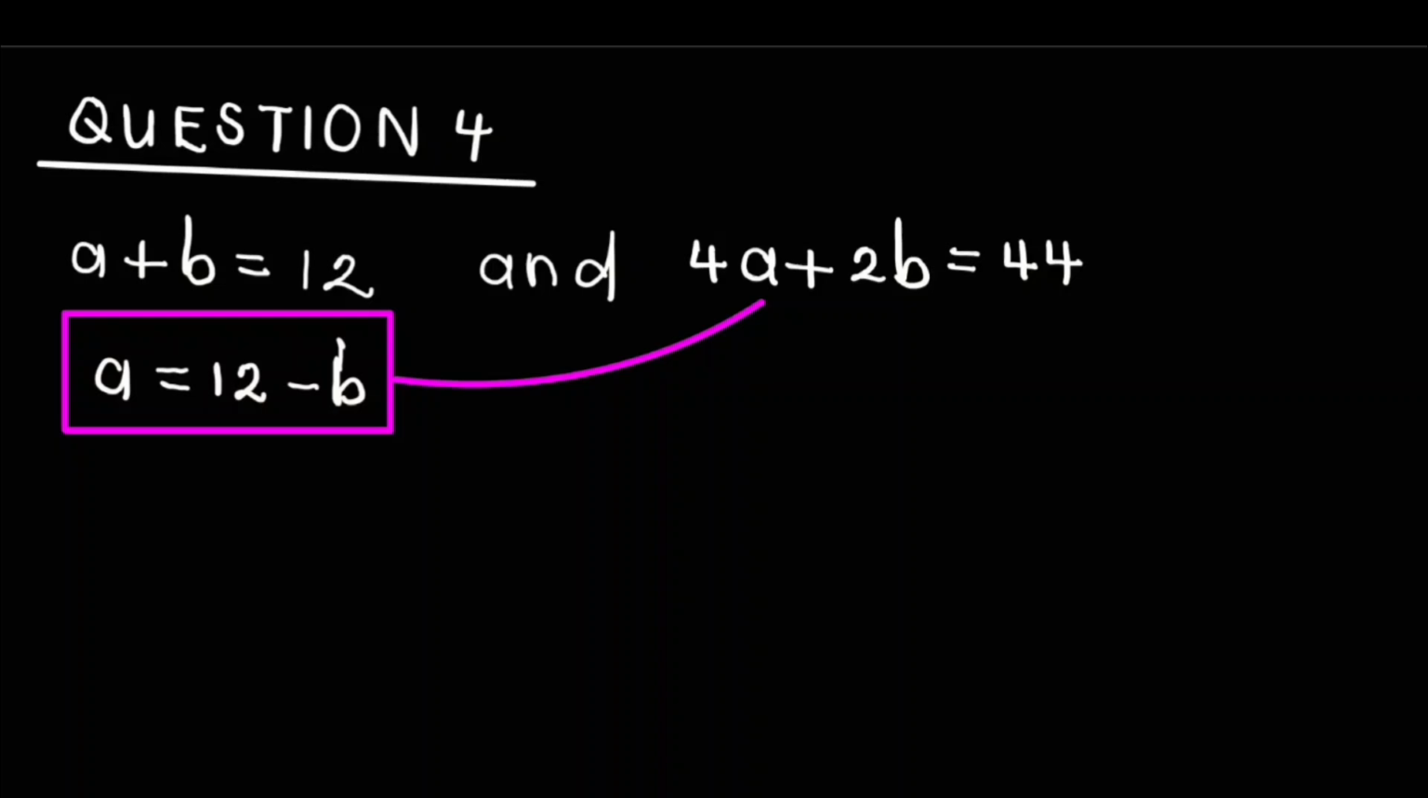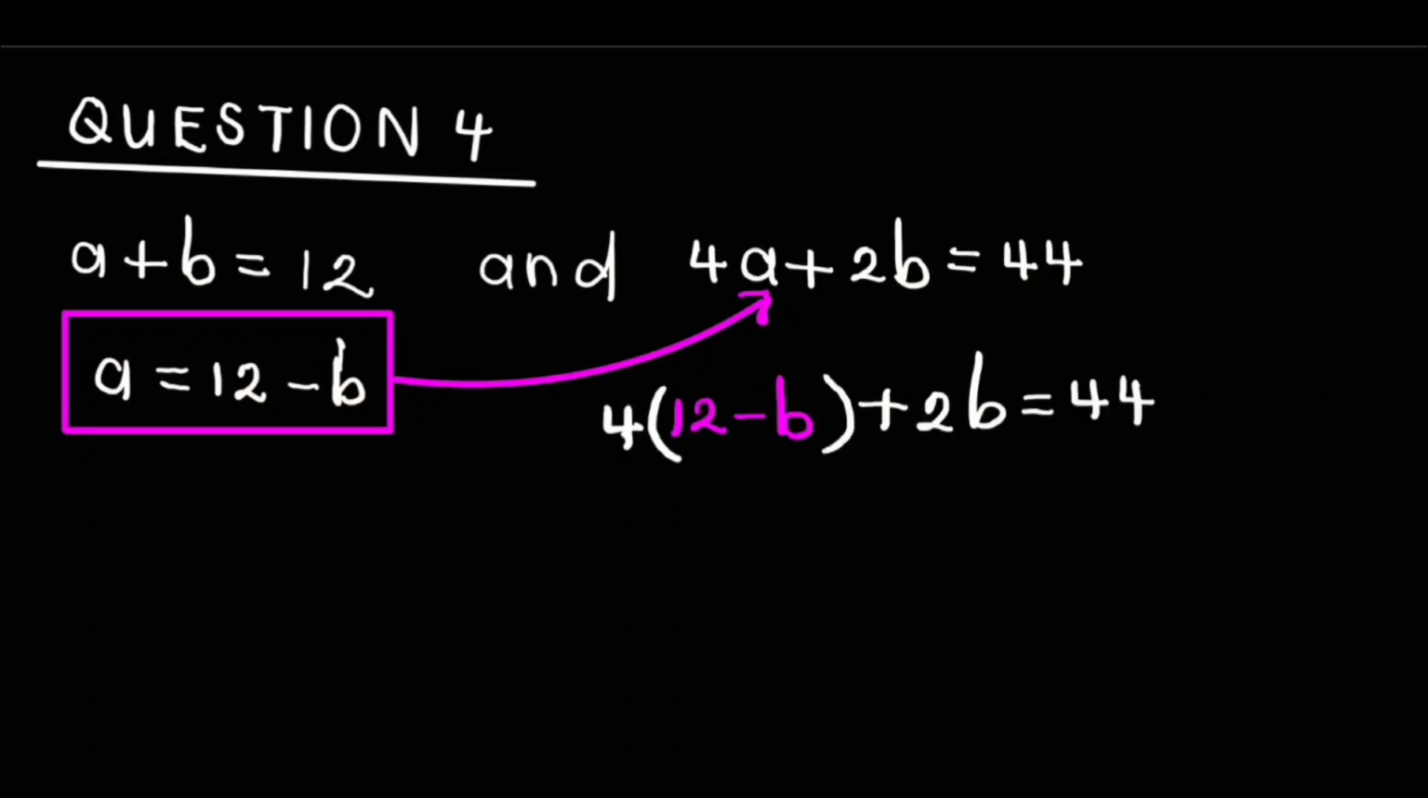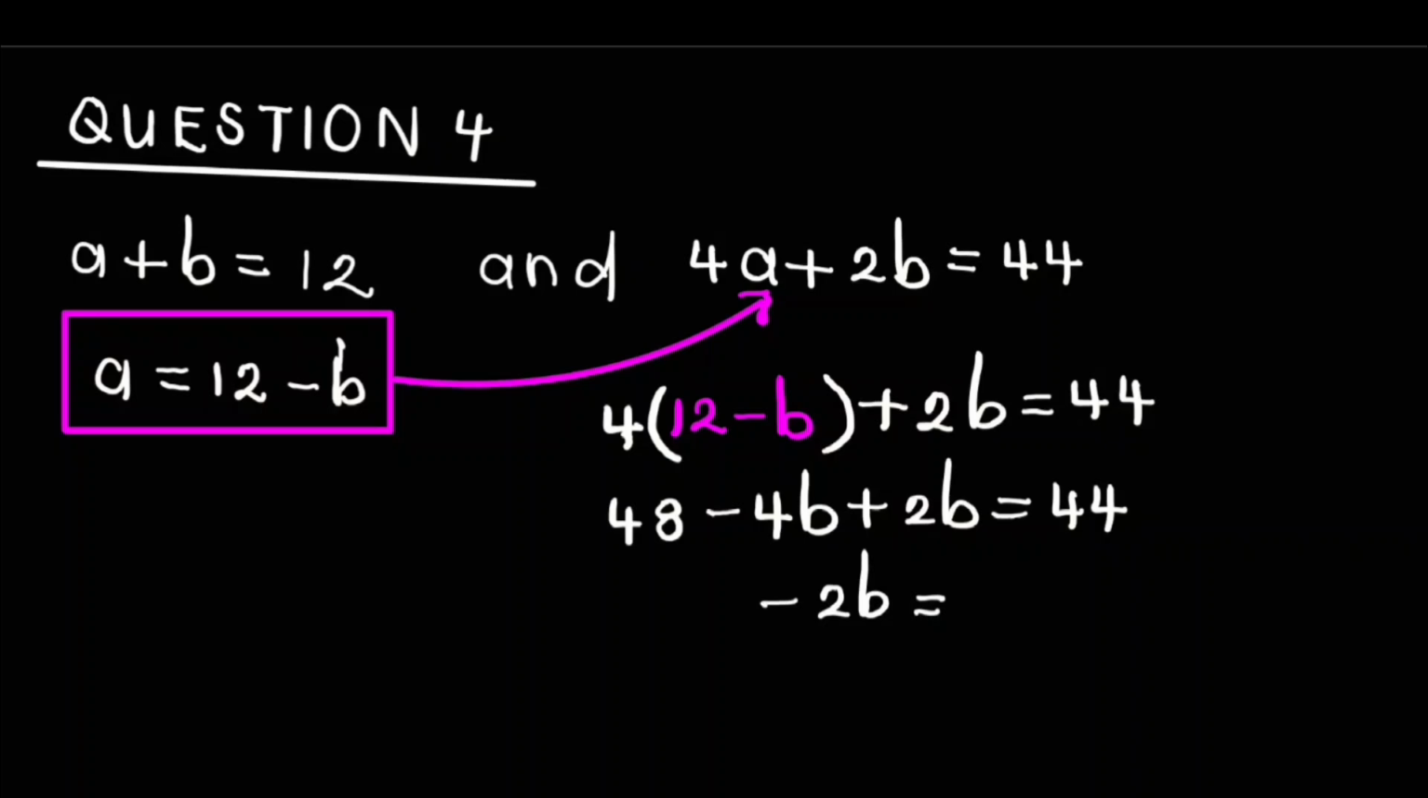Now that we know what a is, we can substitute into the next equation. So we've replaced a with the bracket 12 minus b. Now we have this 4 in front. That's going to multiply into the bracket with both terms. 4 times 12 would be 48. 4 times negative b is negative 4b. Then we have the rest of the equation. Now let's gather like terms. Negative 4b plus 2b is going to be negative 2b.